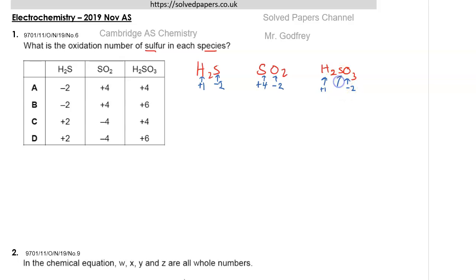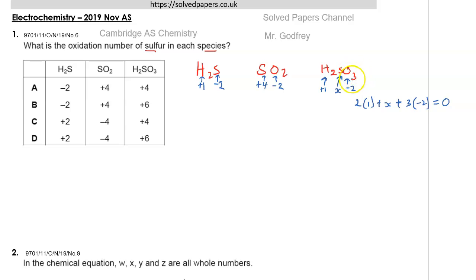So we want to know what sulfur is, which is X. We don't know what it is. Since we have 2 hydrogen atoms, we can calculate this one: 2 times 1, plus X, plus 3 times -2 should give us 0.